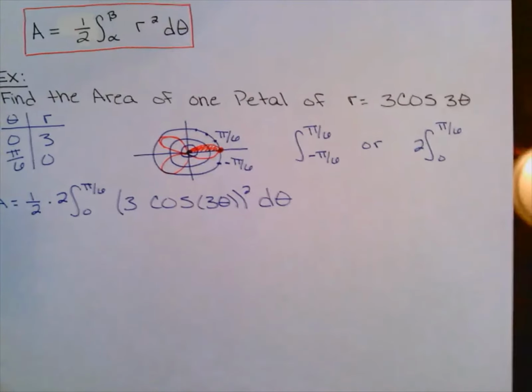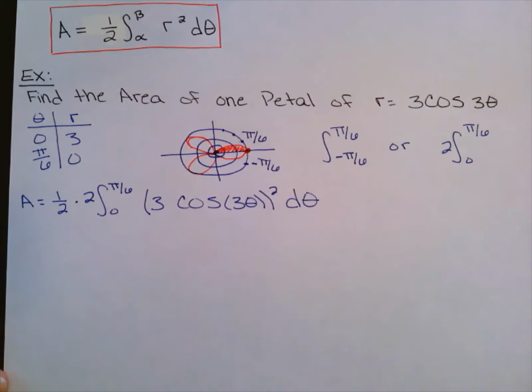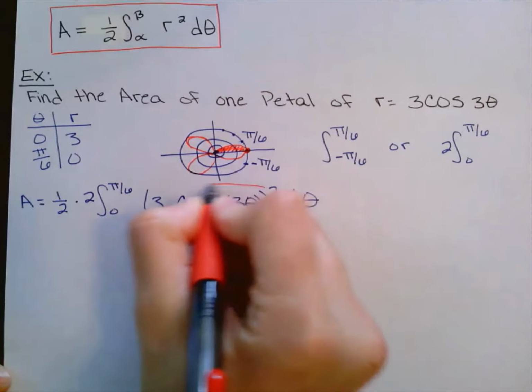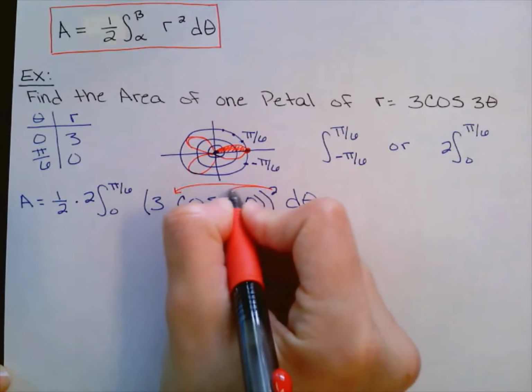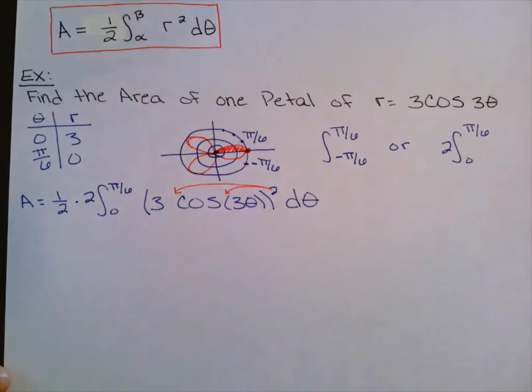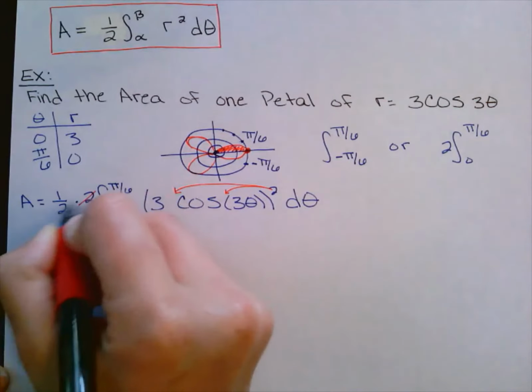Okay. Now, the first thing I want to do is notice that this squared is going to belong to the 3 and to this cosine, okay? So a 3 squared is going to be a 9, which is going to be nice to take out to the front. These 2's are going to cancel.